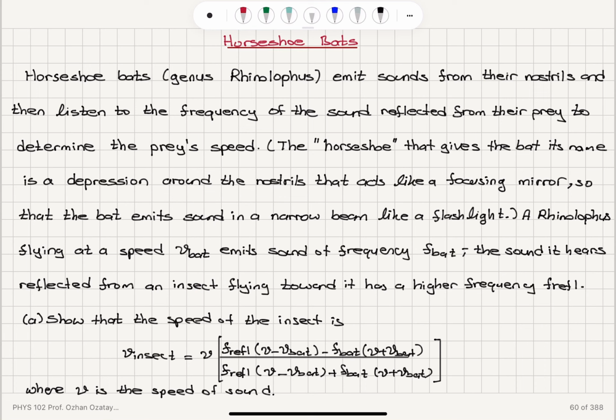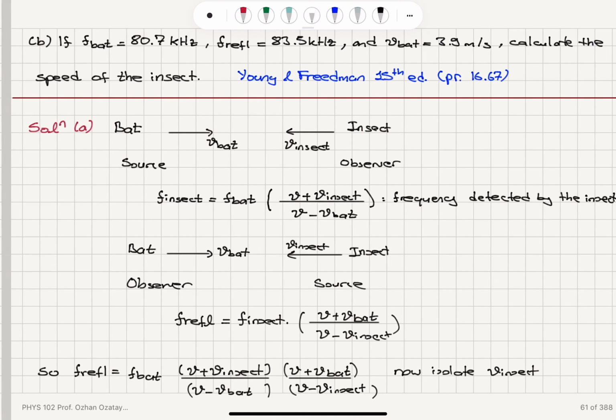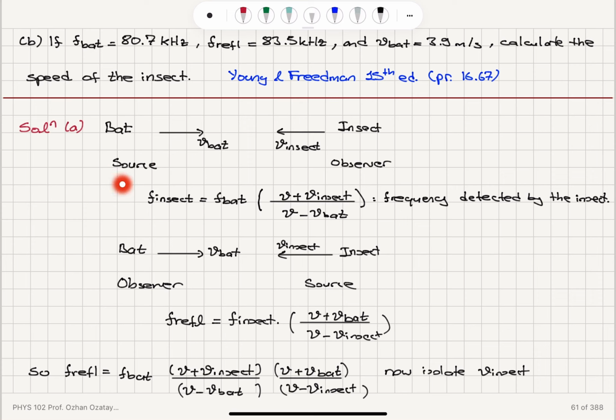The insect as an observer will feel a frequency that is Doppler shifted due to an observer moving towards a source, source moving towards an observer. And then for the reflected waves, the insect acts as a source, and the bat acts as an observer. Now the second Doppler shift comes. So we want to know the speed of the insect. For the source moving towards observer, observer moving towards source, we have the correct Doppler shift formula, V plus V observer divided by V minus V source, because both of these effects are acting to increase the detected frequency.